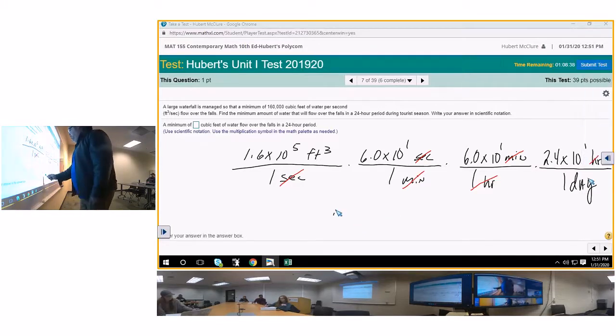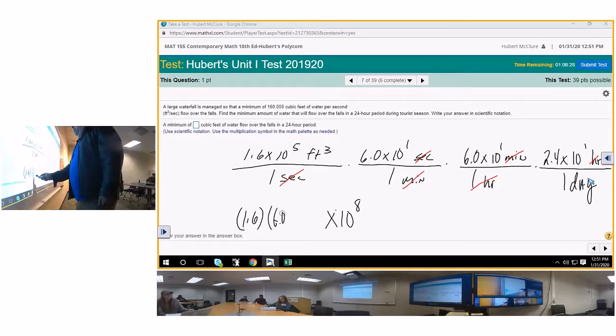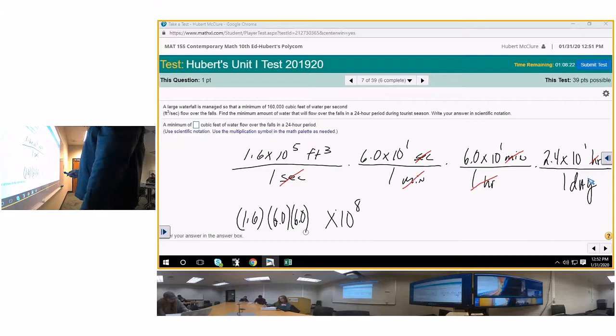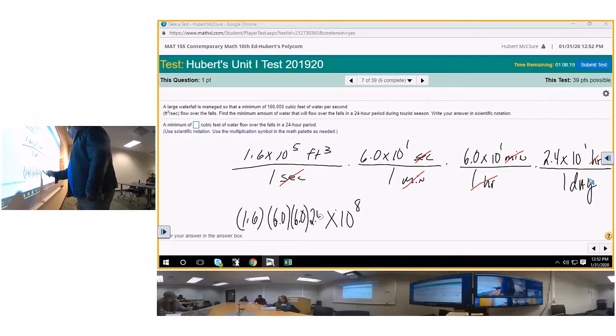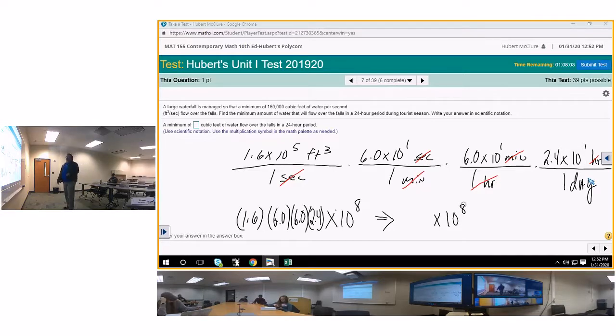Times 10 to the 8th. And then you got 1.6 times 36. Well, 6.0 times 6.0 times 2.4. All right, somebody multiply that with your calculator and give me what you get times 10 to the 8th. Somebody multiply those 4 numbers. 36 times 1.6 times 2.4. What do you get? 13.824.